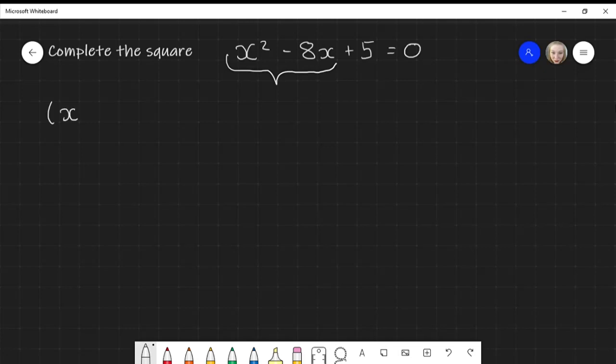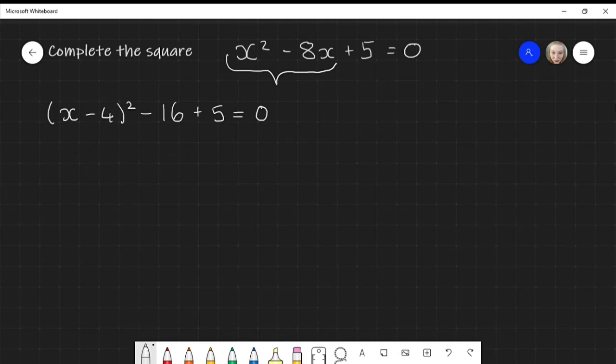So I'm going to begin with x minus, and now I'm just going to half the constant in front of the x term and square it all. If we were to expand this expression out, we would get x squared minus 8x plus 16. So the first two terms, when we fully expand this out, x squared minus 8x, which is what we have at the top, but we've got this extra plus 16. So to make this expression correct, I'm just going to minus a 16 from here and then carry on writing out the rest of the quadratic expression.